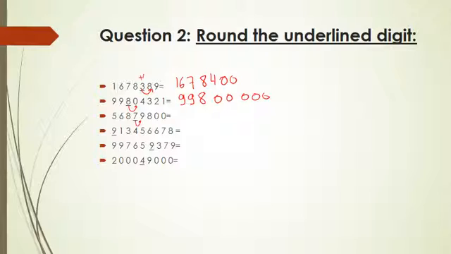What do I have just before 7? 9. In this case, I add 1 to the 7. It becomes 8. Very good. And all the remaining digits, zeros. Good. Now I have 9. What do I have just before 9? 1. What do I do? Nothing. So 9 remains the same and all zeros. Very good. Is this clear?